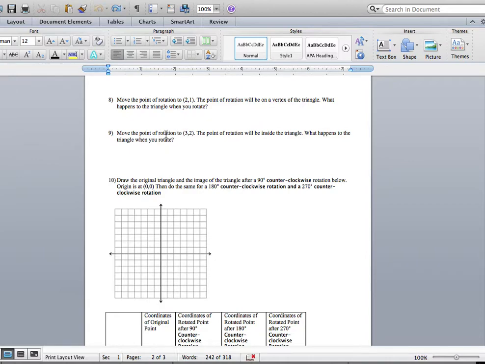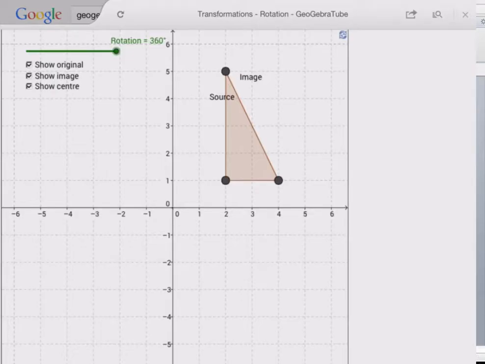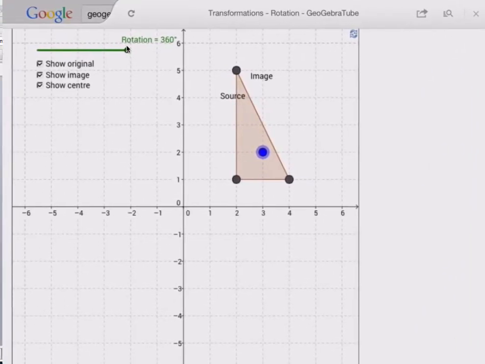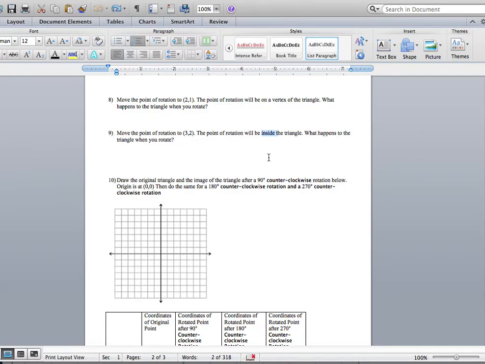Number 9, move the point of rotation to 3, 2. This is inside the triangle. What happens when you rotate? So let's put the point of rotation to 3, 2 inside it. Let's put it back at 0, and let's see the counter rotation. Describe that motion. And that's inside the triangle.